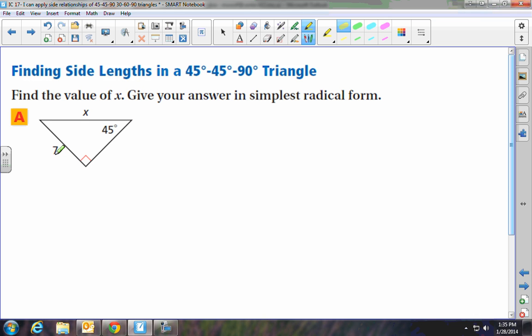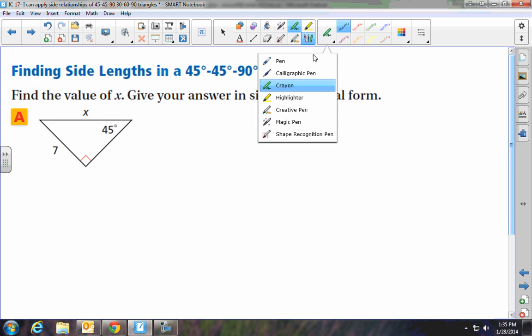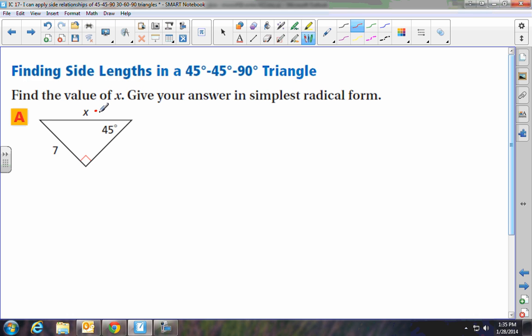So since this side is 7, we're going to multiply by radical 2. And let's see here. So you know that x is going to be 7 radical 2. Done. Let's go on here.